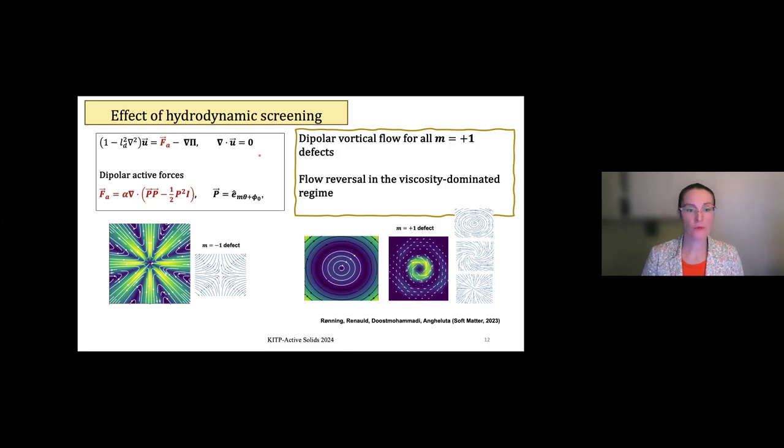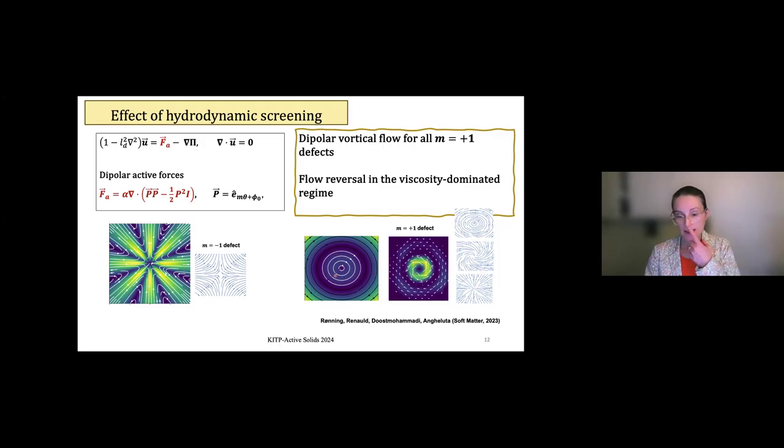So the math gets a bit more complicated because the velocity field is the convolution of the active stress. But at the end of the day, the interesting thing is that the negative defect keeps its fore-aft symmetry, and actually the far field also decays as 1/r, but it's modulated by the hydrodynamic screening in the far field. So that's the same. The positive one is kind of interesting because all these different kinds of structures in the polarity collapse into only vortical flow.